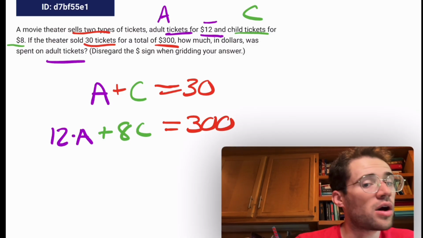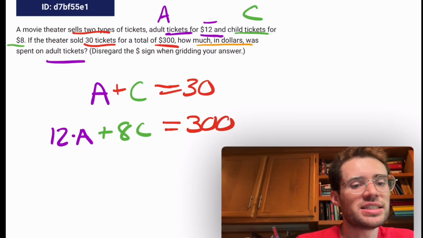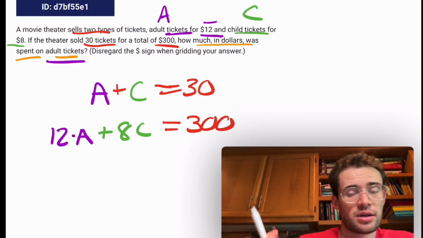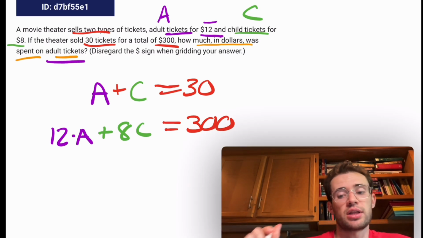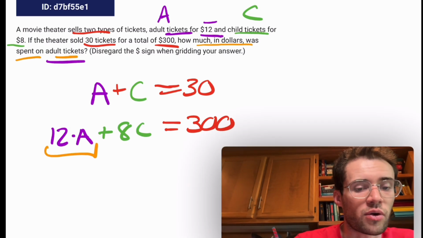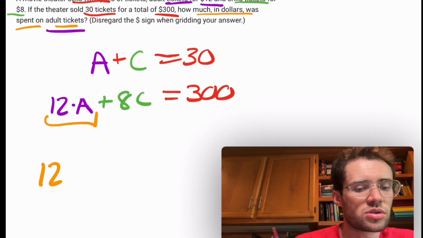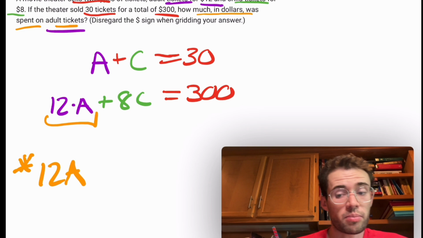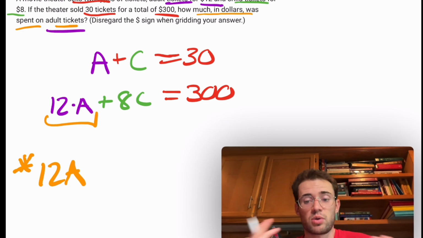But the one thing I'll warn you, it says how much in dollars was spent on adult tickets. So we're not solving for A. Again, A is the number of adult tickets. You could even have set this equation up so that you do solve for one of the variables in it, but just note, we're solving for 12A. So 12A is what we want to find ultimately. We'll start by finding what A is, and then you'd have to multiply that by 12.